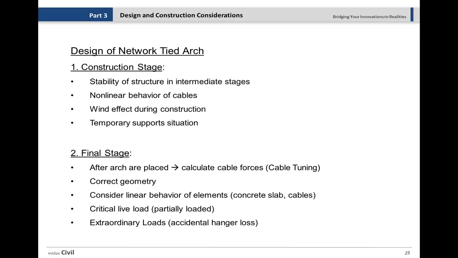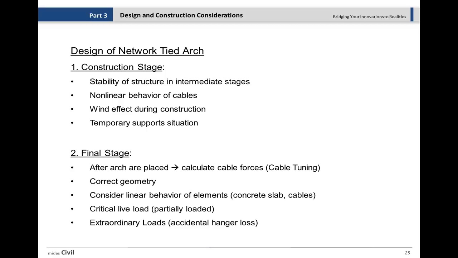Okay, so for the design of network tied arches, I divide them into two general stages. One is construction stage and one is final stage. In the construction stage and final stage, the structure behaves completely differently, and then we have to consider different factors.